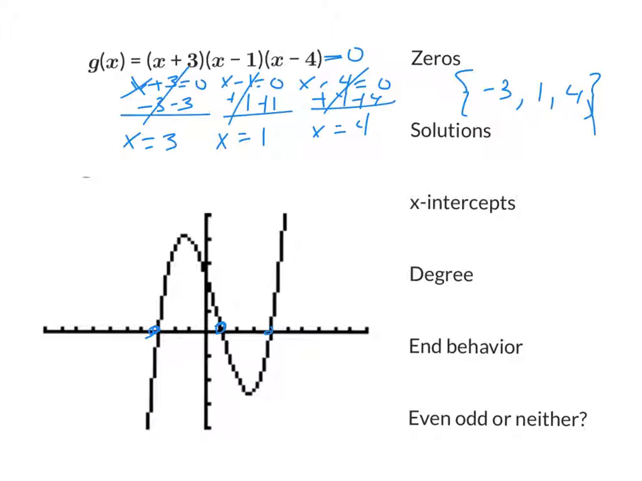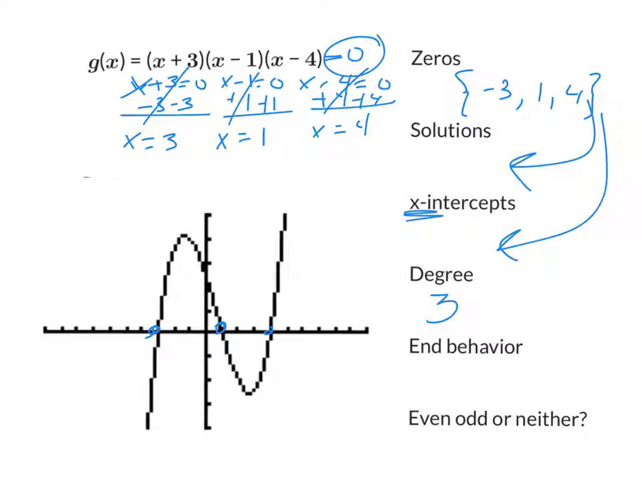They also happen to be the solutions and the x-intercepts because they satisfy where it crosses the x-axis, and if you plug these in, it'll make the equation equal to 0. The degree of this polynomial is 3, and the reason why is because each of these has a power of 1. 1, 1, and 1. Power of 3 together. So that's your degree.